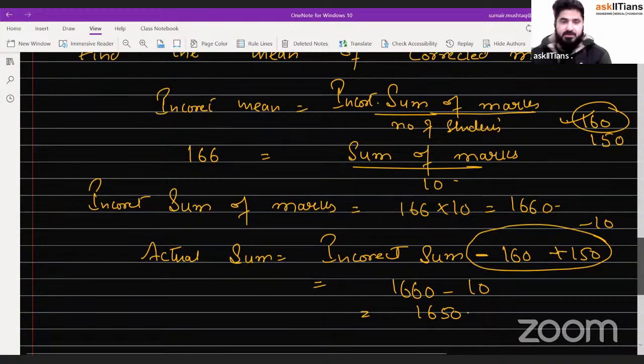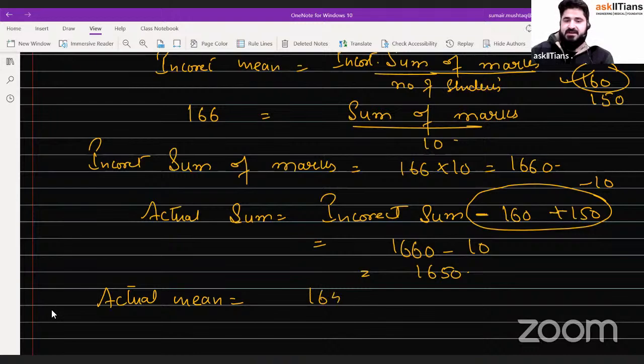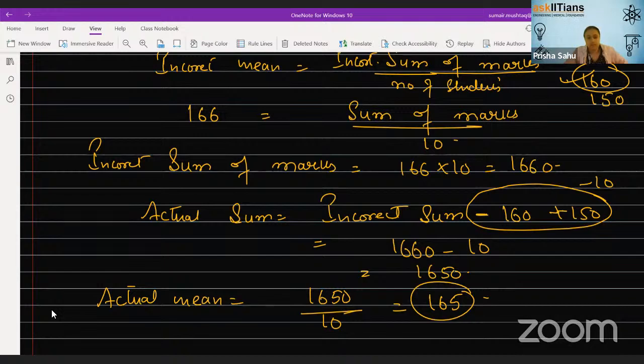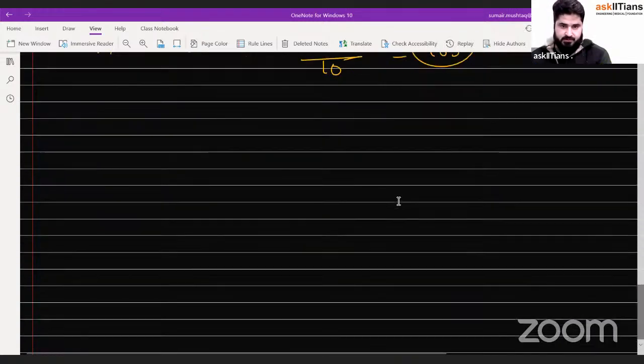So the actual mean will be 1650, the actual sum, divided by the total number of students, that is 165. Is that thing clear? Yes, sir. Yes, John. Prisha, Tuba, correct. Okay, now let's go for one more question of the same form. After that, we will go for weighted mean.